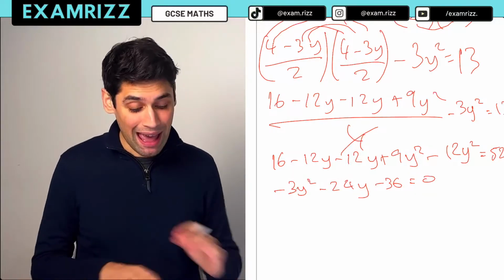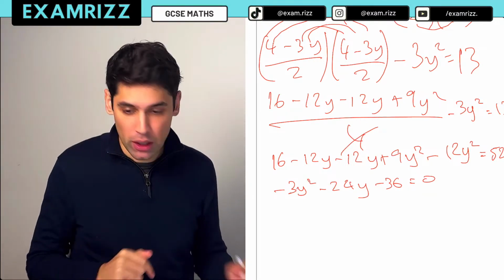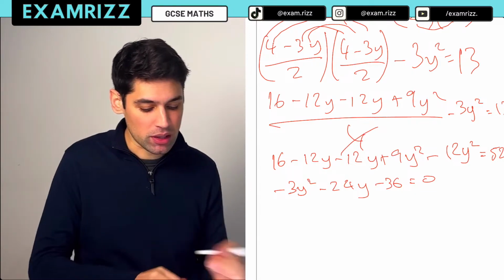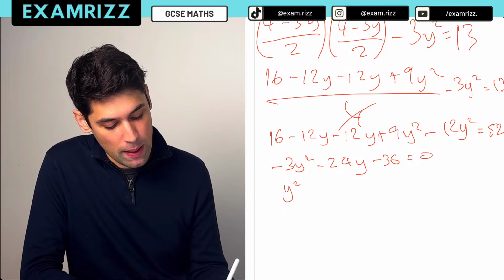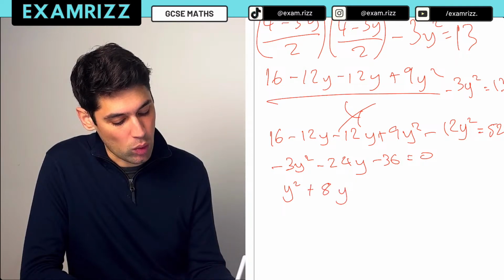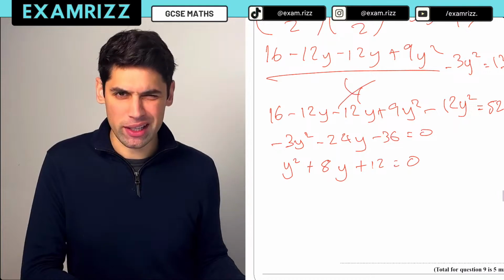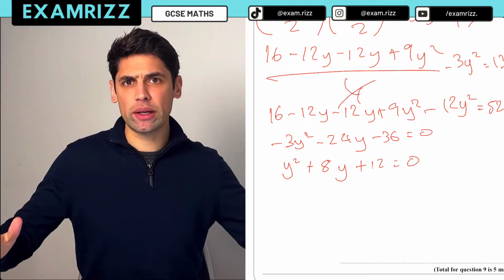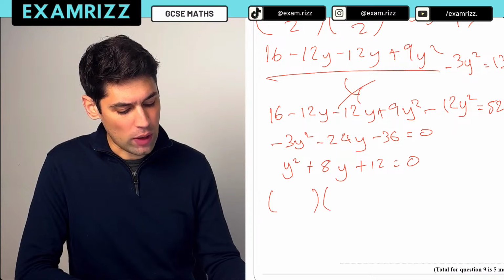Quite nicely, everything here is divisible by 3. But not only 3, negative 3. So that's a really nice trick we can use to flip the signs. If we just divide everything by negative 3, it becomes positive y squared plus 8y plus 12 equals 0. And now we're back in very nice, neutral territory where we know how to take this on. So it's a standard quadratic.